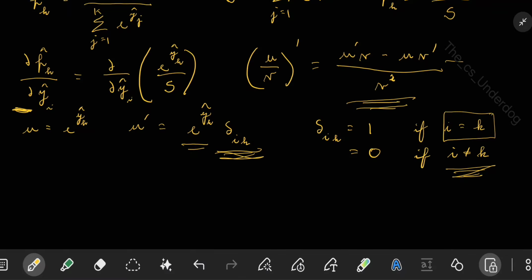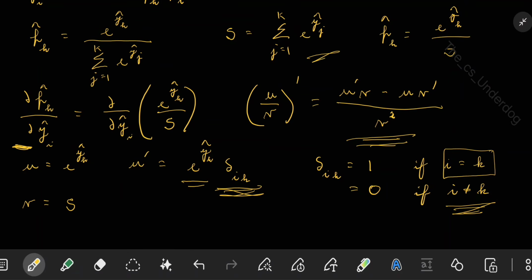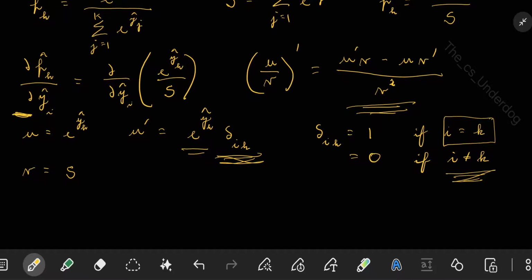Next thing is we have to find v dash here. We already know v is S. S can also be written as, what is the form of S that we found out here, sigma j equal to 1 to k e power yj cap. This is your S. Now if you take the derivative, what happens? Your v is S. That means if you take v dash, it can be written as del S by del yi cap, because with respect to yi cap you are taking the derivative.